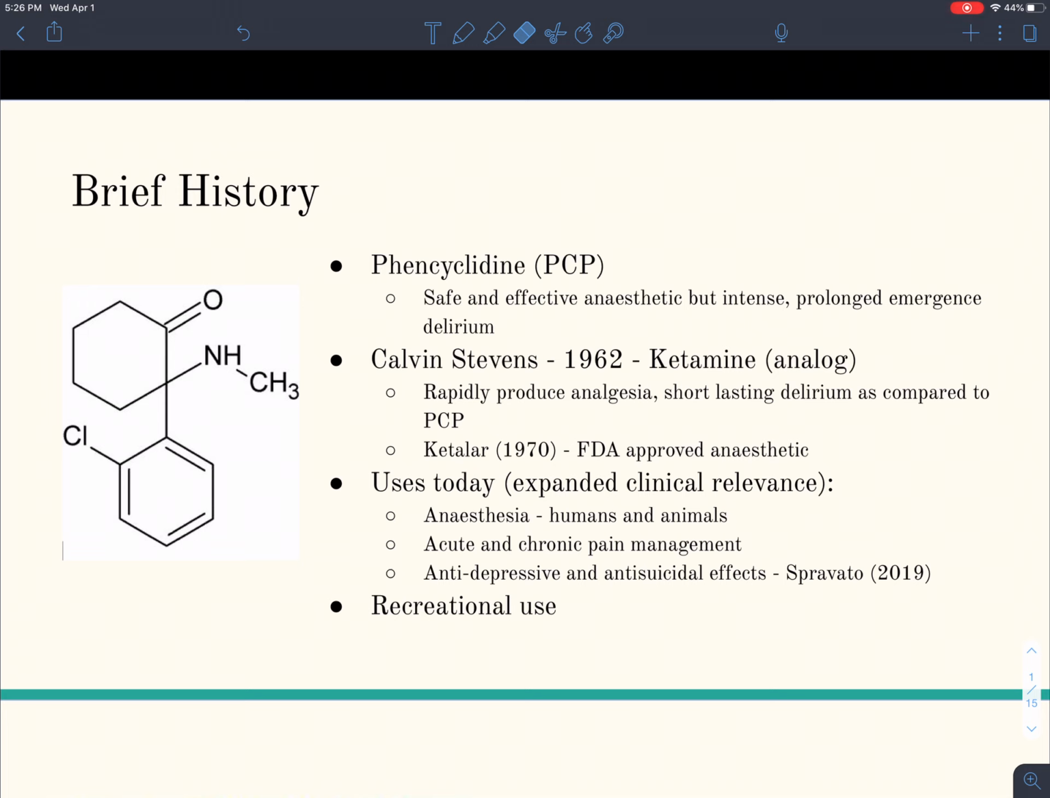Since then, ketamine has appreciated expanded clinical relevance. It is used in both animals and humans as an anesthetic. It is also used in acute and chronic pain management, and it is very recently used as an antidepressant. This is called Spravato, and it was FDA approved in 2019 as an intranasal spray, and it is just the S isomer. And of course, it is used recreationally because of its dissociative effects, and it is in the dissociative drug class. It is also known recreationally as Special K or just K.